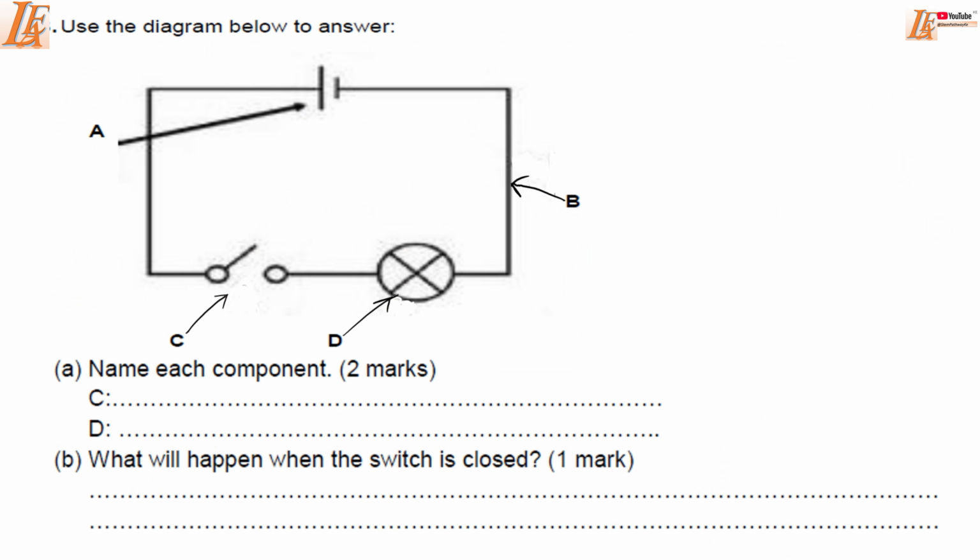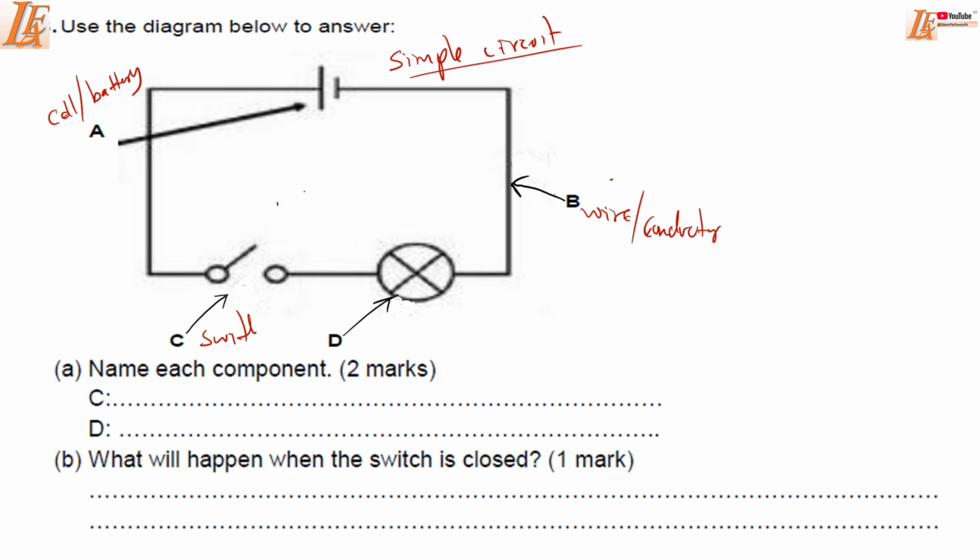So question 33, use the diagram below to answer the questions. In this case, we have a diagram of a simple circuit and we are required to use it to answer the questions. The part labeled A is a cell. Sometimes we call it a battery. Then B is a wire, or what we call a conductor. Then C is a switch. It's used to complete a circuit. Then D is a bulb.